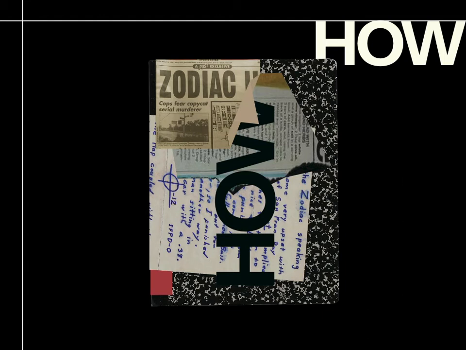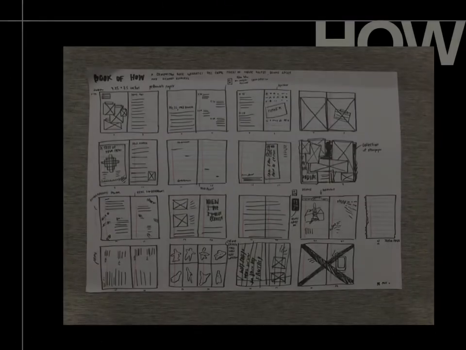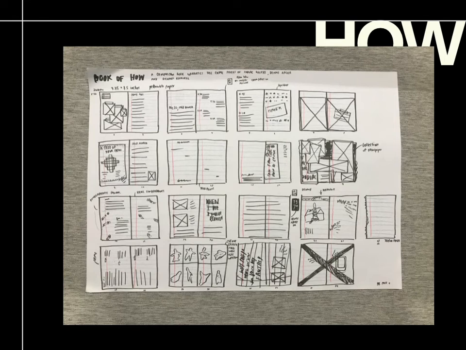The last and the most complex part is how. The book is composed of torn pages from different notebooks of serial killers, which narrate individual crime stories. The art direction of each serial killer is based on their personality. And here is the flat plan design for the book of how.